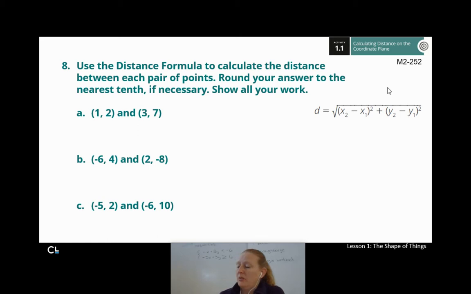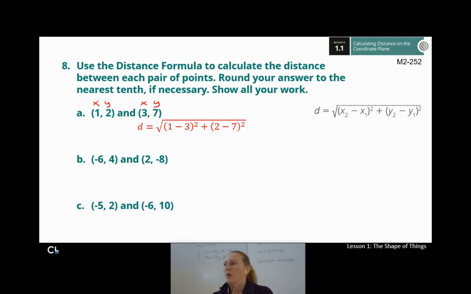So me personally, when I do these, you don't have to do this, but my brain needs a little help sometimes. I like to say, that's my x coordinate, that's my y coordinate, that's my x coordinate, that's my y coordinate. It just helps me. So I'm going to subtract my x coordinates. That goes in here, 1 minus 3, and subtract my y coordinates, 2 minus 7. 1 minus 3 gives me a -2. 2 minus 7 is a -5.